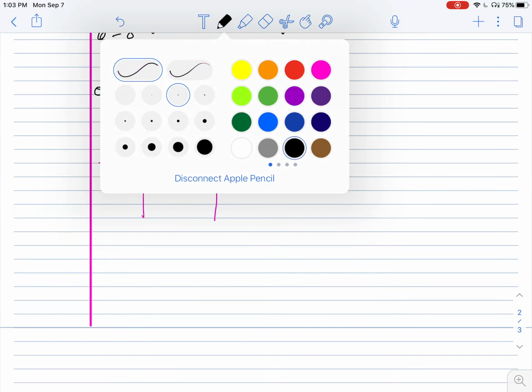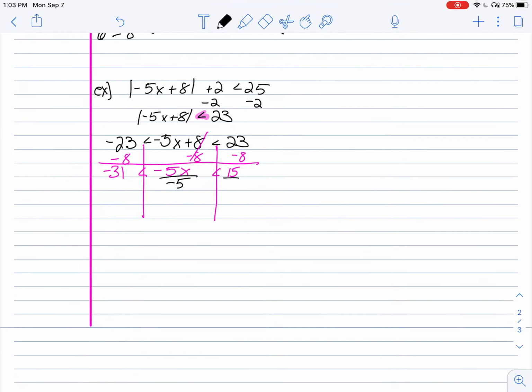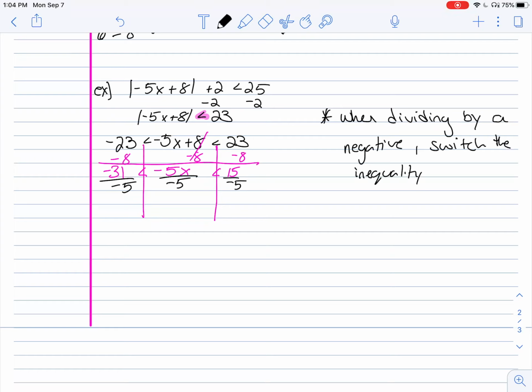And then I'm going to divide everything by -5. When we divide by a negative, this is something that we should star here. When dividing by a negative, you have to switch the sign. Switch the inequality. So right now, all our inequalities are less than. So we're going to be left with 31 over 5. We switch that inequality to be greater than x, which is greater than -3.